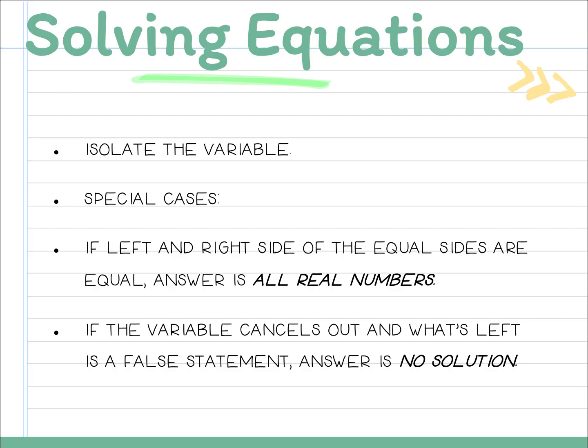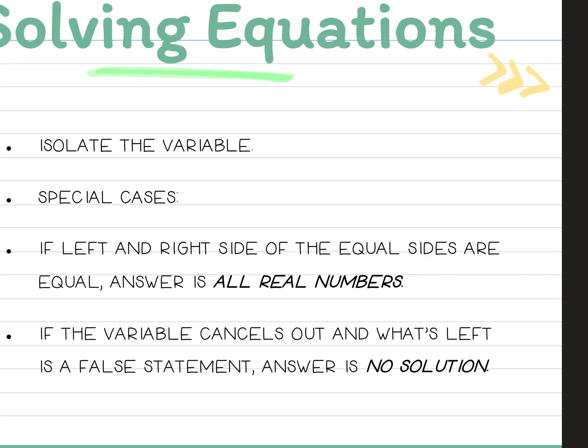So our solving steps, you guys I know are familiar with, but you're going to isolate the variable. That means you get it by itself. There's sometimes special cases we'll talk about. If the left-hand side and the right-hand side of the equal sign are equal, your answer is all real numbers. What that means is you might work something out where your variables cancel out and you get like 12 equals 12. Any number in the world that you plug in for x will satisfy both sides of the equation. So your answer would be all real numbers.